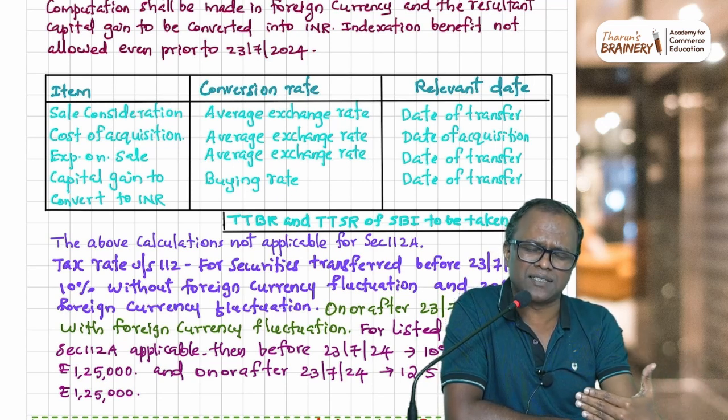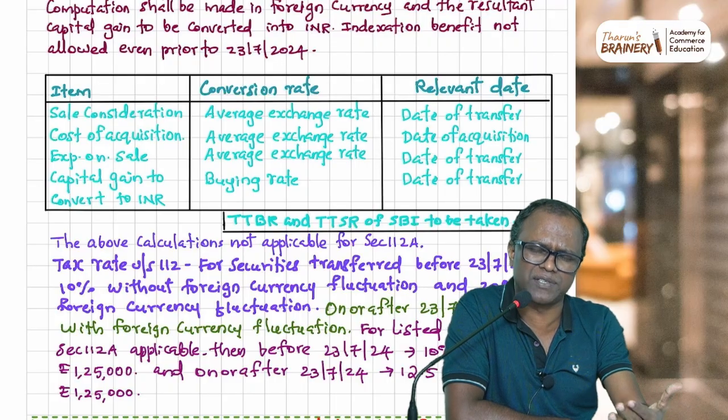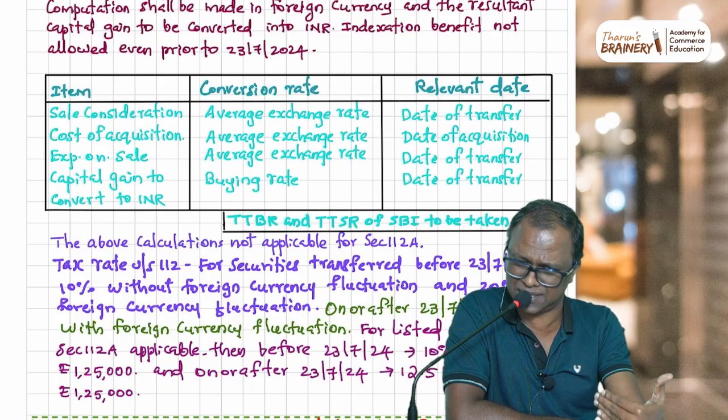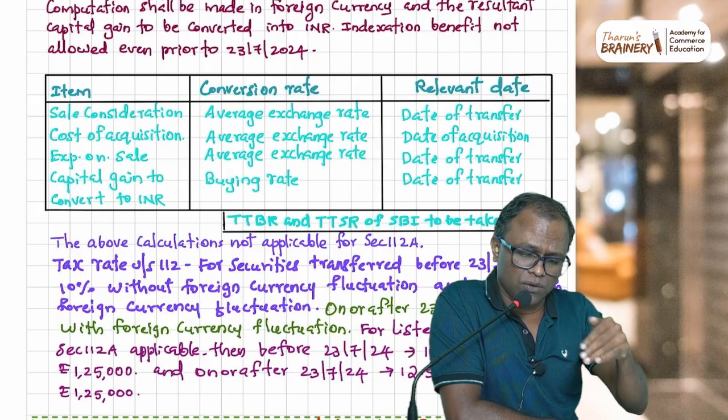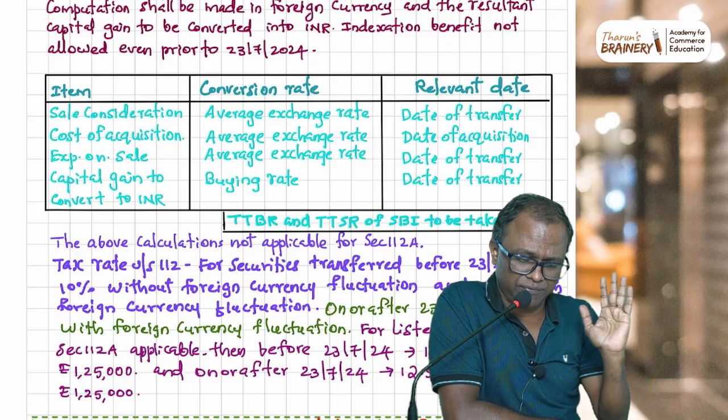This is not mandatory. This is purely optional. They can do that because it is always better to take this, as the capital gain will be less by applying this provision. So they can apply this rule and find out the capital gain.